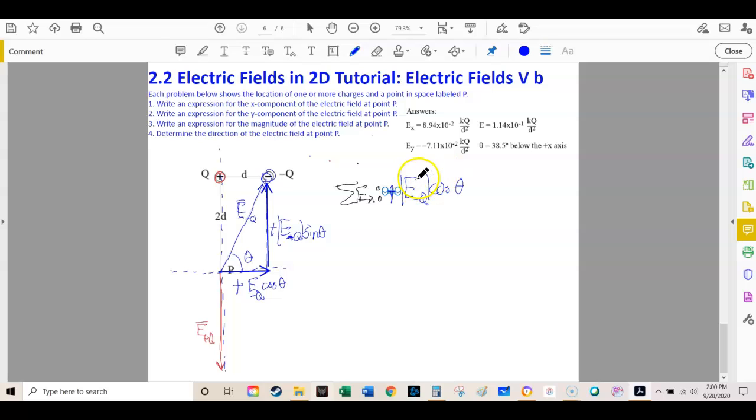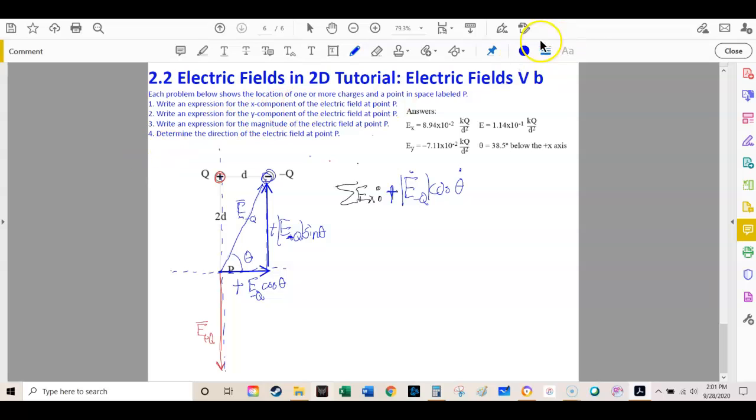Well, the problem with this is we don't know what E is. We haven't defined the magnitude of the electric field at this point due to the negative q up here, and we don't know what theta is. So we need to define both of those. Okay, well, to get theta, this distance is 2d, this distance is distance d.